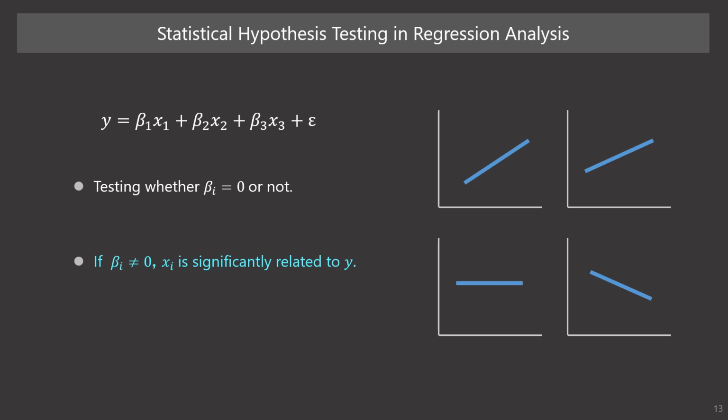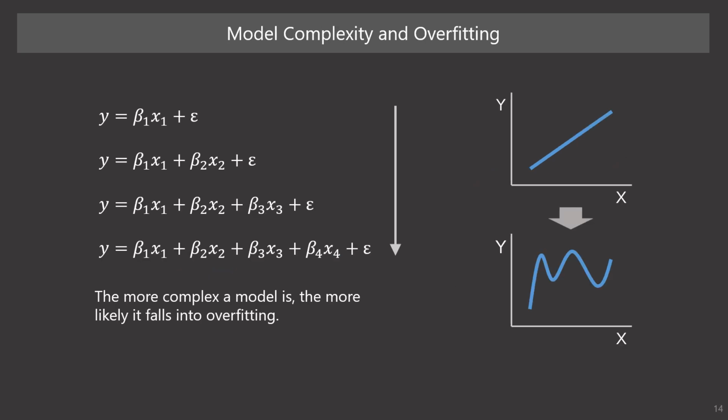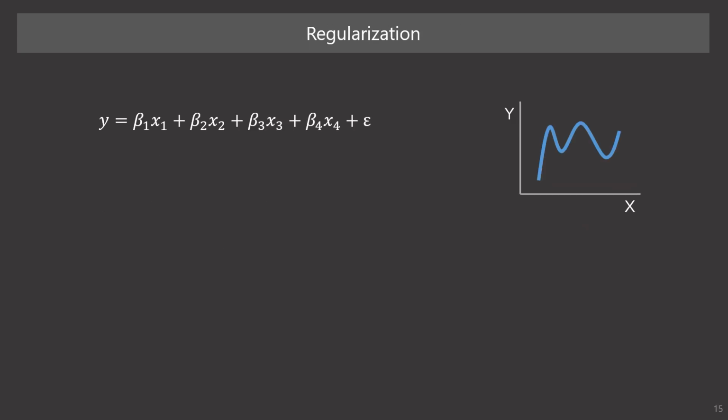to the dependent variable. In a multiple regression analysis, the more independent variables are included in the regression equation, the more complex the regression model is. The more complex a regression model is, the more likely the model overfits the training data. Using regularization, we can reduce the complexity of the model and thus prevent overfitting. In multiple regression, the fewer independent variables significantly relate to the dependent variable, the less complex the model is.